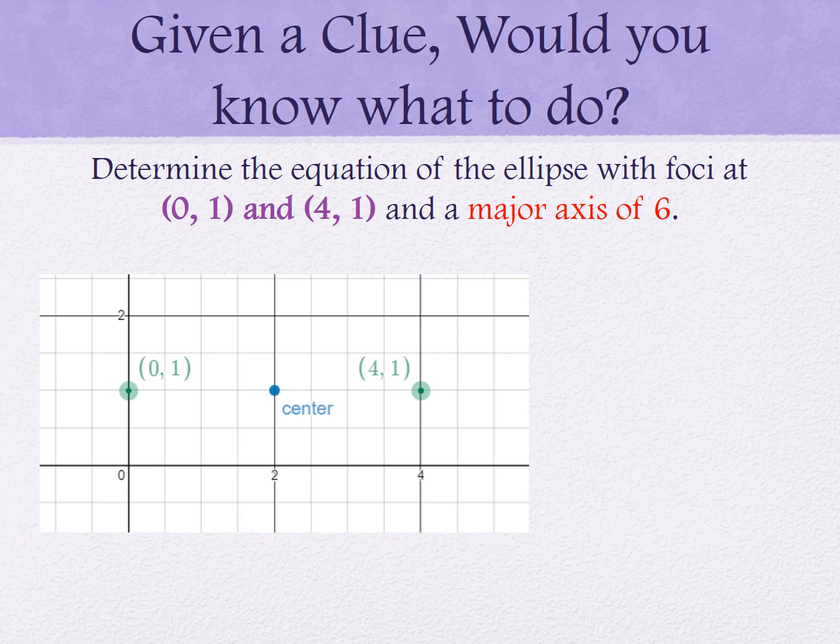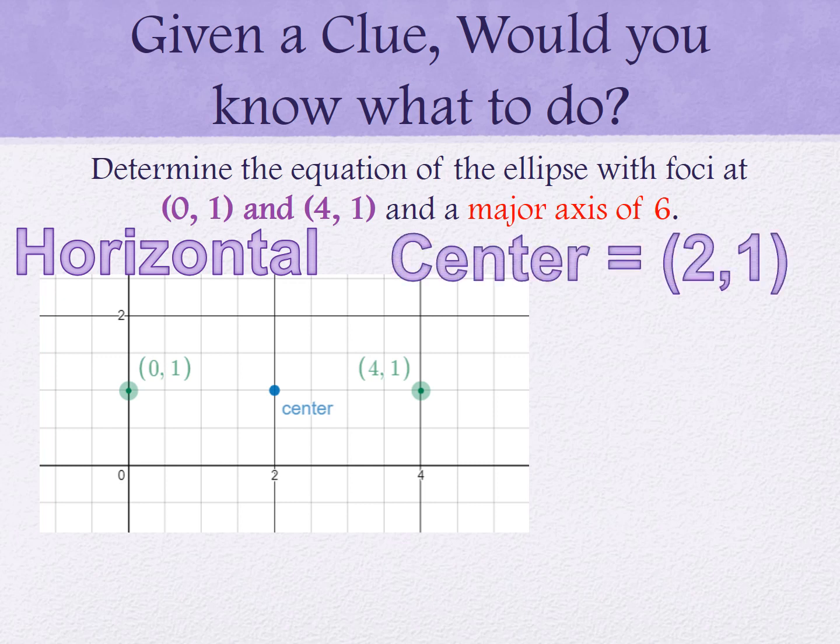Well, hopefully if you plot the points (0, 1) and (4, 1), you can see easily that the midpoint of those points would be at (2, 1). And (2, 1) would be my center. I also can see that it's horizontally situated because remember the foci will always lie upon the major axis. So now I really do know that C is 2, the distance from the center to each focus point.